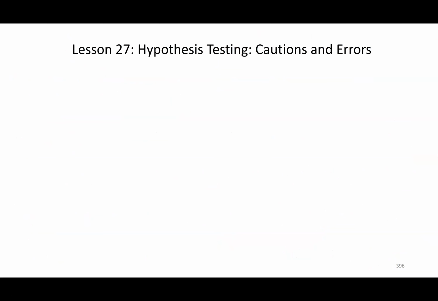So that's that example. Lesson 27, we're going to talk about a couple things to be cautious about in errors. And we have another full example as well.